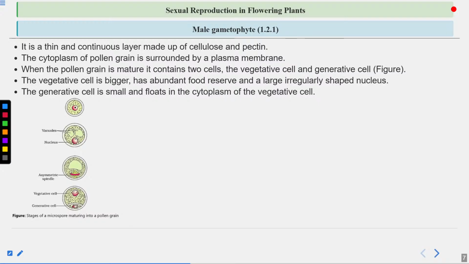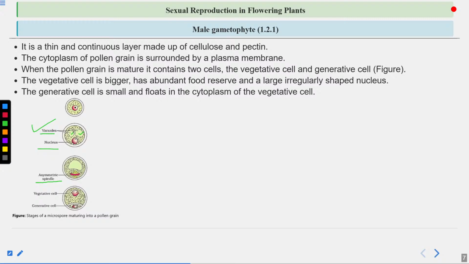So here you can see this was the microspore. And here you can see the microspores have vacuoles. It is not written in your NCERT, but in some question it can be asked whether vacuoles are present in these microspores. You must be thinking that it is not given anywhere in the NCERT, but in the diagram it is clearly shown that they contain vacuoles. They have the nucleus. Now here is the asymmetric spindle, which means the spindles are formed here.